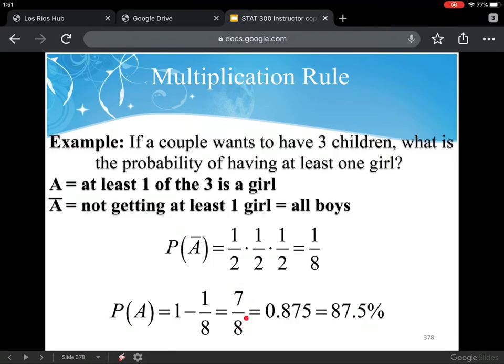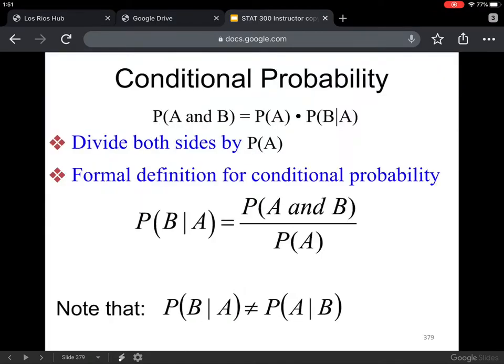It's pretty likely that you will get at least one girl, right? Of 3 children, so you have 0.875 or 87.5%. So again, using the complement to your advantage instead of going about it the longer way.